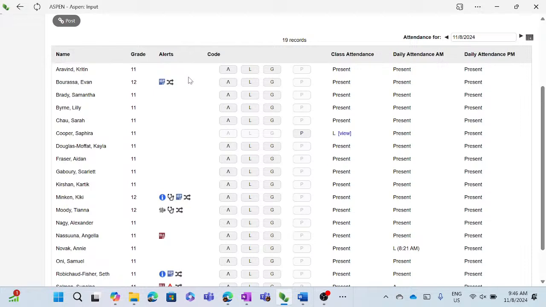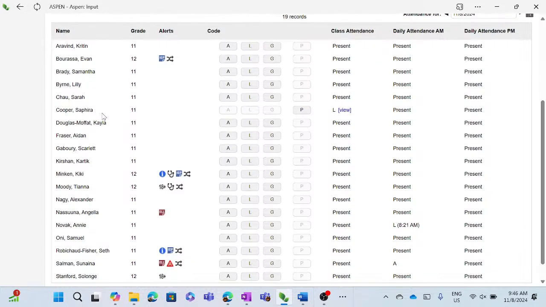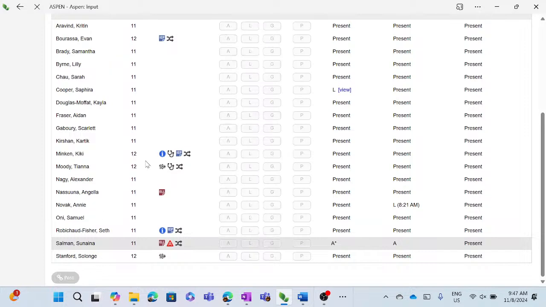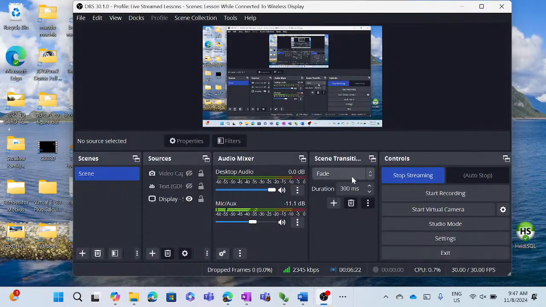Critten's here. Evan's here. Samantha's here. Lily's here. Sarah's here. Is Saphira here? Saphira's not here, right? There we go. Kayla Douglas Moffat here? You bet she is. Is Aiden Fraser here? I think I got it. What are you doing? Is it math? If it's not math, then just stop. Good. Then be quiet. Scarlett's here. Kartik's here. Kiki's here. Tiana's here. Alexander's here. Angela's here. Annie's here. Samuel's here. Seth's here. No Sunena. And Solange is here. All right. Damn, we almost had a perfect class.